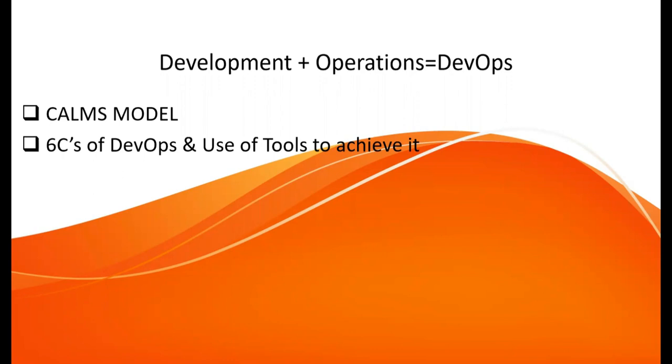In today's video, we are going to talk about two important agendas if you want to be a good DevOps engineer. The first is the CALMS model and the second one is the 6 C's of DevOps and the use of tools to achieve it. So without any delay, let's get started.